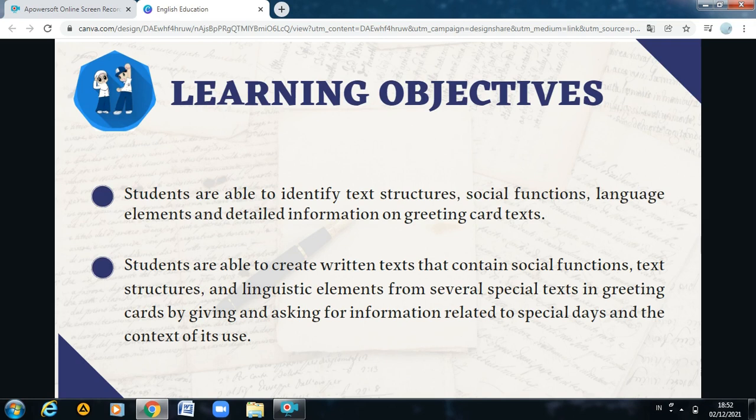For deficiency in this slide, I didn't signal the keywords in the two learning objectives available on the screen display. I should have been able to give a signal in the form of red on the word identify and the word create, so it is easier for students to recognize the learning objectives that were implemented and emphasized. Okay, we jump to the next slide.